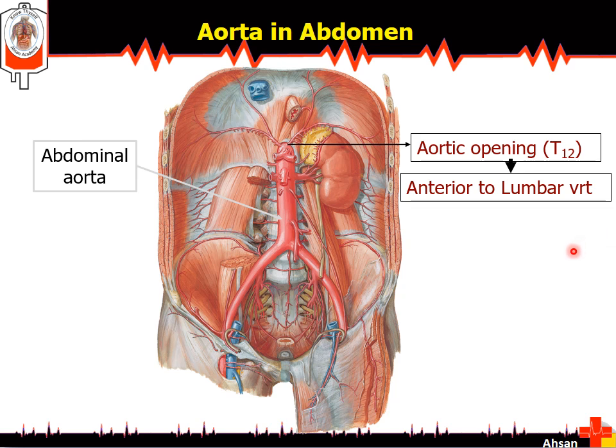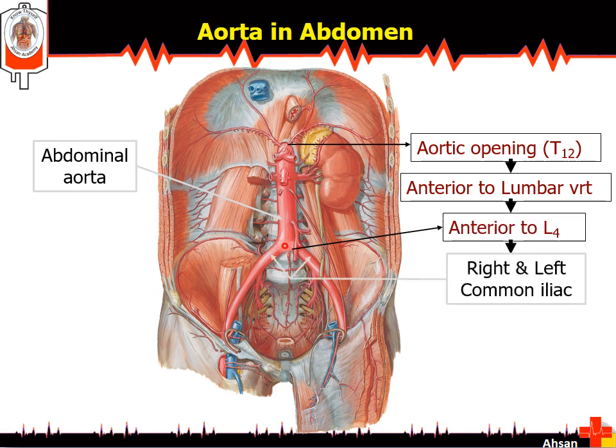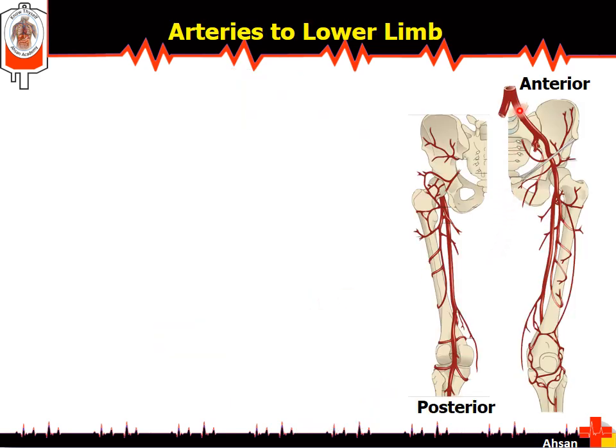Then it passes in front of the lumbar vertebral bodies up to the lumbar 4 level. Here it divides into two branches, that is the right and left common iliac. You can see this is the left common iliac, and this again divides into internal iliac and external iliac. External iliac goes directly to the lower limb, but internal iliac, mainly supplying the pelvic structures, gives some branches to the upper part of the lower limb. So this is how the abdominal aorta divides into the common iliac.